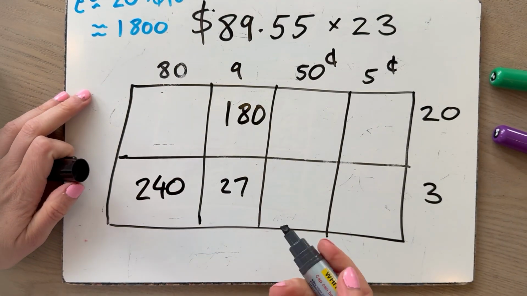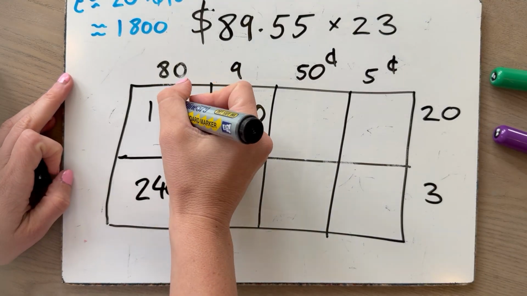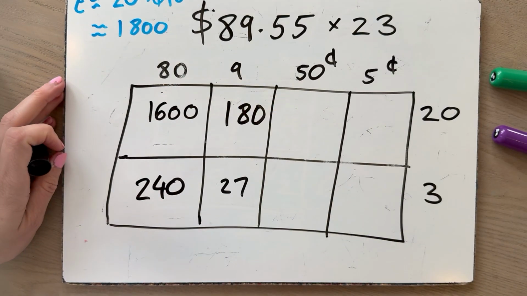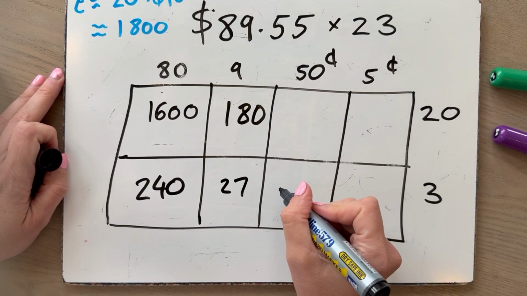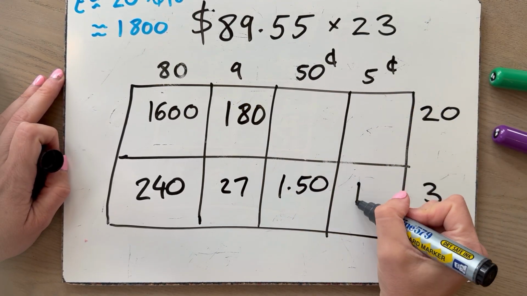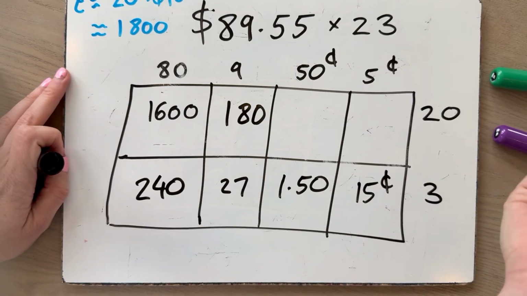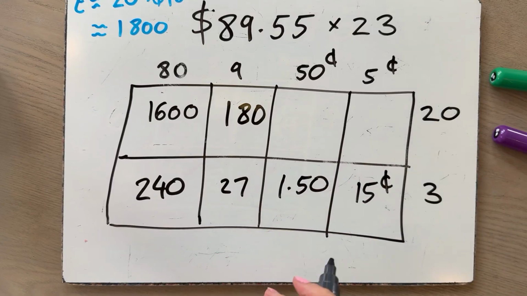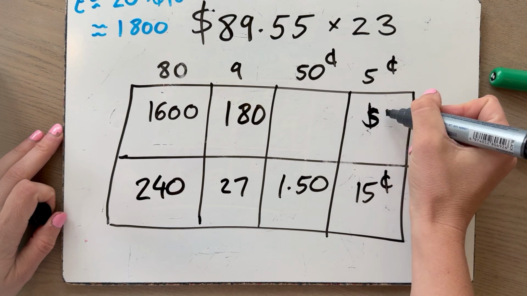20 groups of 80, well, 2 groups of 80 would be 160. So 20 groups of 80 would be 1,600. So that's the most expensive section of the area model. 3 groups of 50 cents is $1.50. 3 groups of 5 cents is 15 cents. So I like to keep it in cents. You know, this says 0.55, but I like to keep it as cents because that makes more sense to me. 20 groups of 5 cents is just $1.